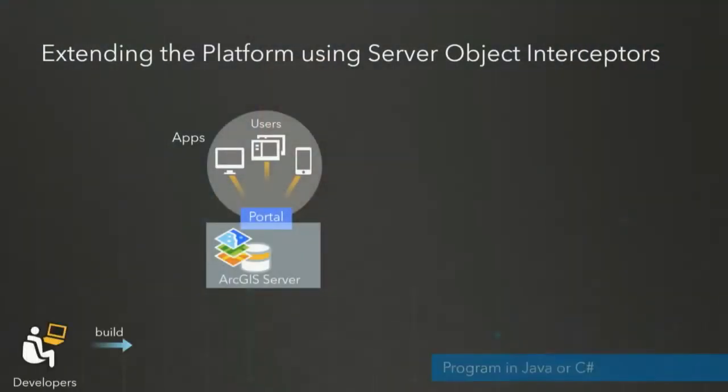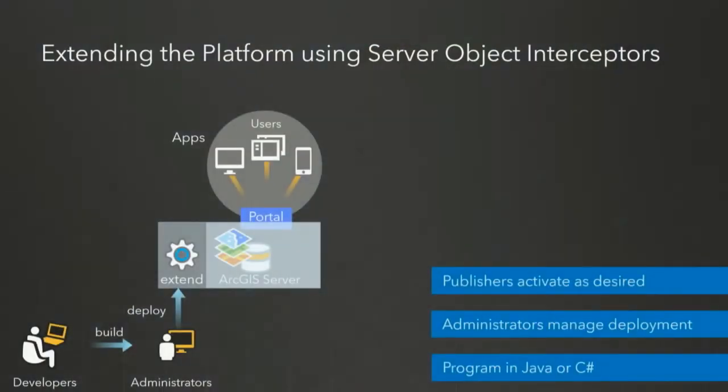So over the next few minutes, we're going to talk about server object interceptors as a specific way to extend the platform. There are a few other ways also, like server object extensions and GP tools, but we'll focus on this. So the platform starts with your WebGIS that you see in the middle. How you extend using an interceptor is very similar to how you extend using extensions. As a programmer, you'll write your program in Java or C#, and then the administrator will deploy it on your WebGIS. And then the publisher will choose on a specific service-by-service basis whether to exploit this feature or not.